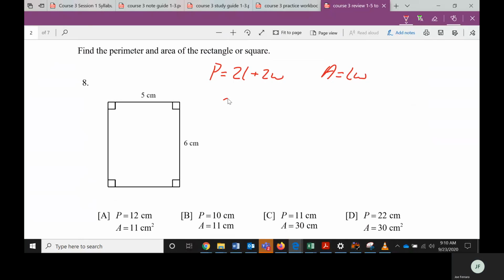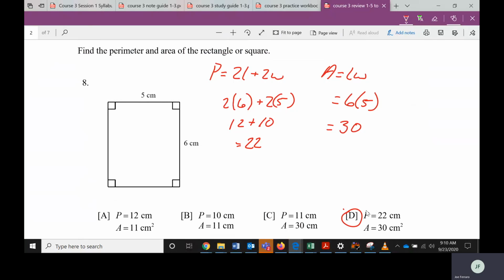So if you did 2 times 6 plus 2 times 5, because those are length and width, you get 12 plus 10. So that equals 22 for the perimeter. Now again, you could have just went 6 plus 5 plus 6 plus 5, and that would give you 22 also. Area, length times width. So we get 6 times 5. That's 30. So perimeter of 22, area of 30.